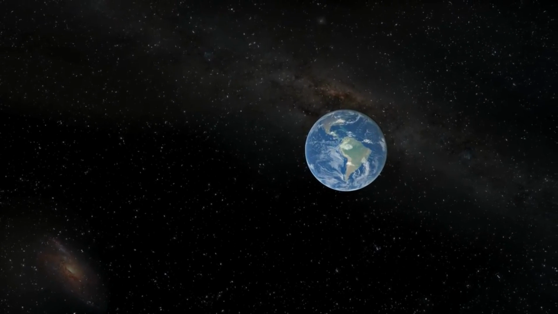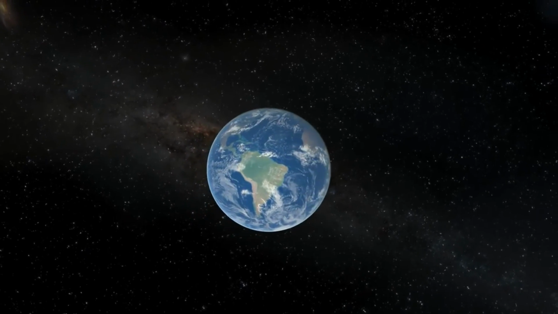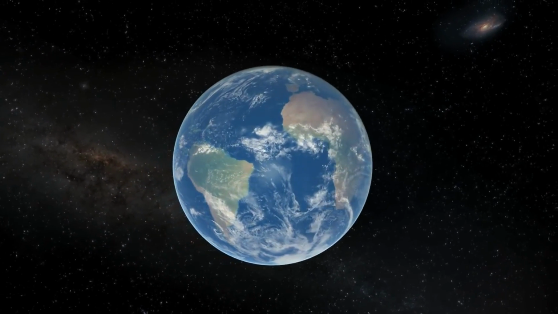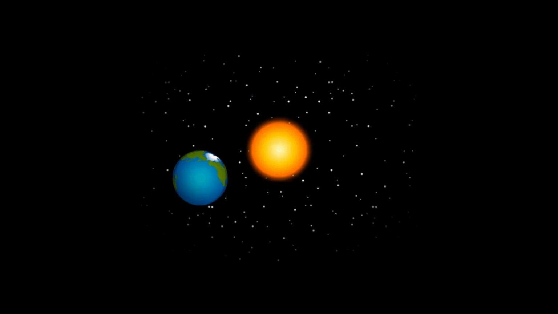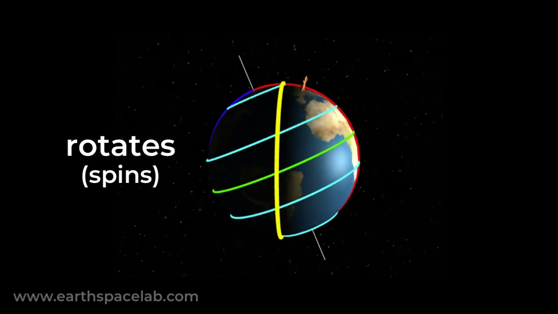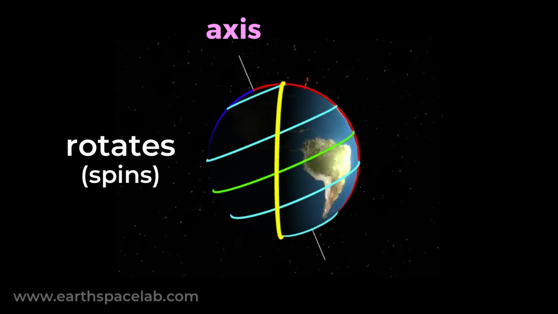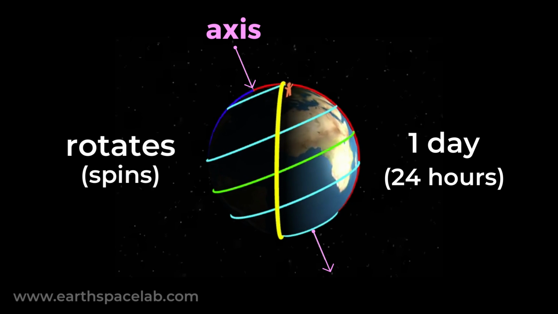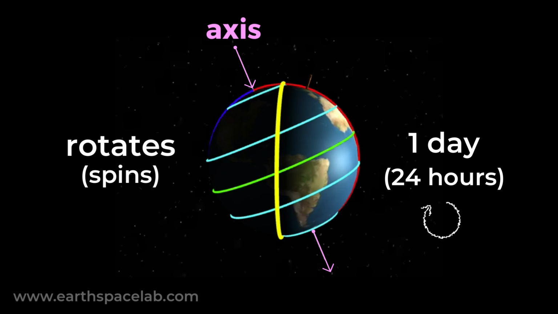Finally, let's zoom back in and focus on the Earth. As we discussed, the Earth revolves around the Sun. But while it revolves, the Earth also rotates, or spins, around its axis. We can think of the axis as an imaginary line that goes from the North Pole, through the Earth, all the way down through the South Pole. It takes the Earth one day, or 24 hours, to make a complete rotation.